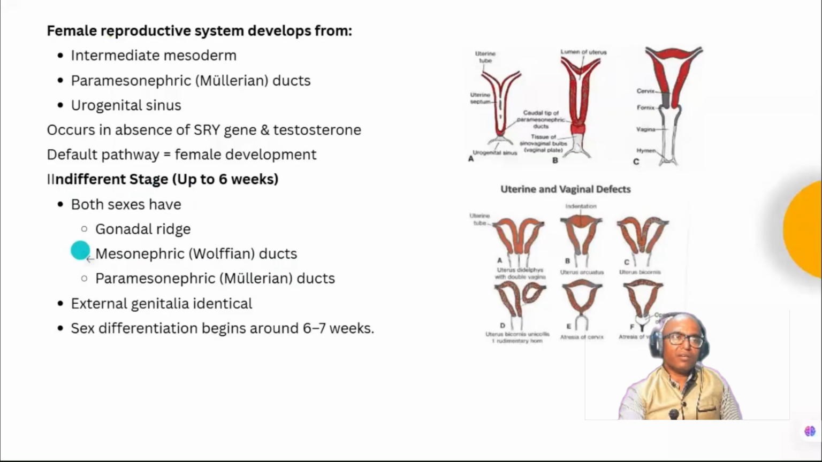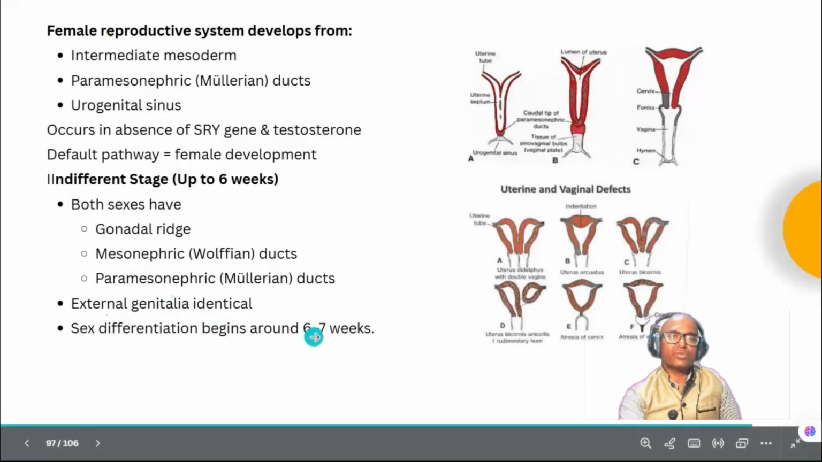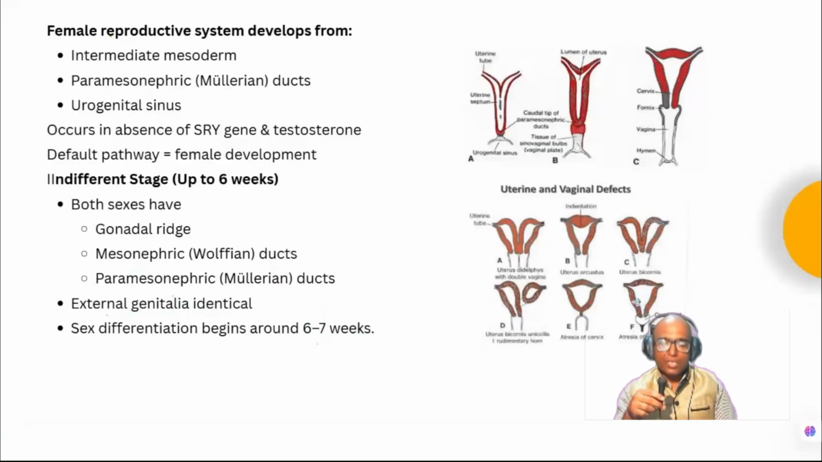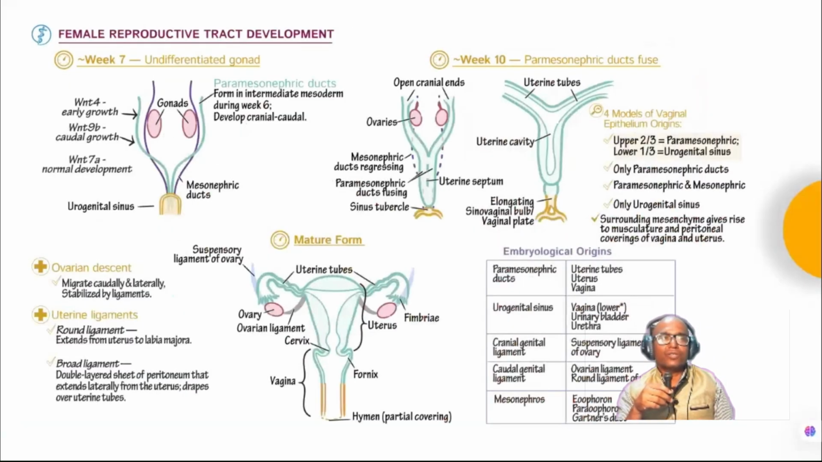So this is the picture up to the level of the 6 weeks. The gonadal ridge will be there, mesonephric duct will be there, paramesonephric duct will be there, and the external genital will be identical. Sex differentiation begins around 6 to 7 weeks of gestation. Okay, so sex differentiation will begin around 6 to 7 weeks of gestation.